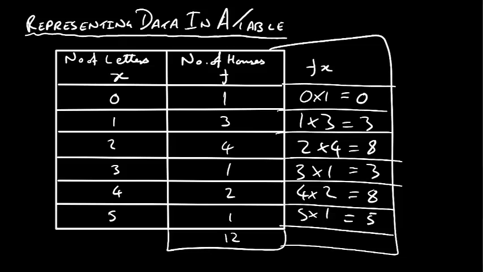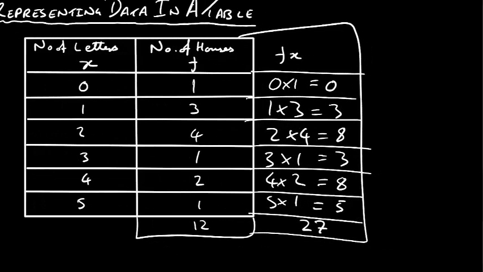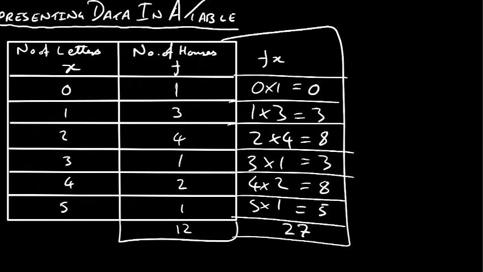We add all that together and we should get 27. Now remember, we want to work out the mean, the median, and the mode. The mode is the easiest one to look up, because we just go into this column here. The mode, remember, is the most common value. The column which deals with how frequent something occurs is the frequency column. So we look at this column here.